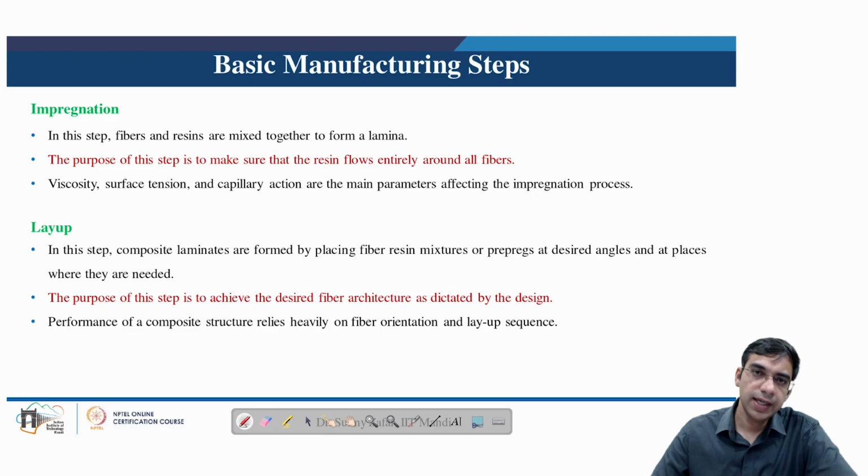The second step is the layup step. In this step, composite laminates are formed by placing fiber resin mixtures or prepregs at desired angles and at places where they are needed. The purpose of this step is to achieve the desired fiber architecture as dictated by design. Performance of the composite structure relies heavily on fiber orientation and layup sequence.